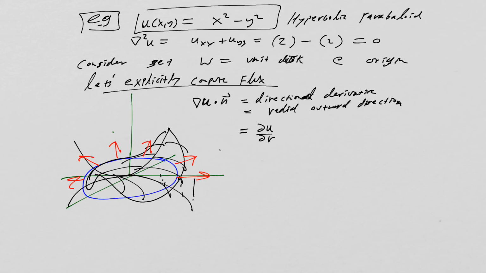So what we can do is take x and set it equal to r cosine theta, and y is equal to r sine theta, as follows there. All right, in which case we're going to get u is equal to r squared cosine squared theta minus r squared sine squared theta. We can factor out the r squared, and we're going to be left with a difference of squared trigs.